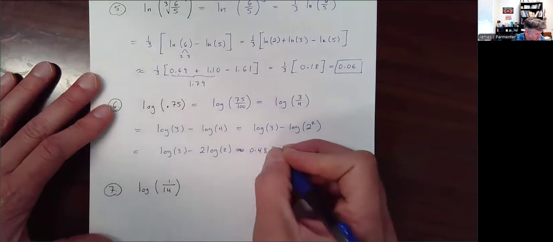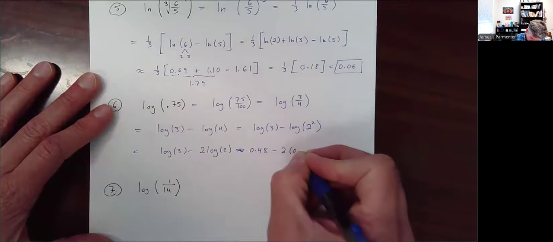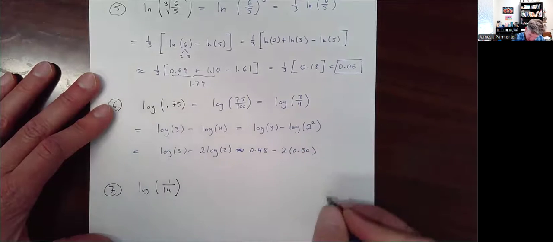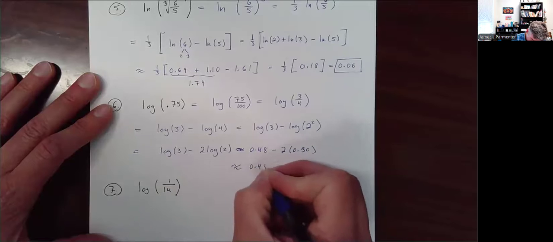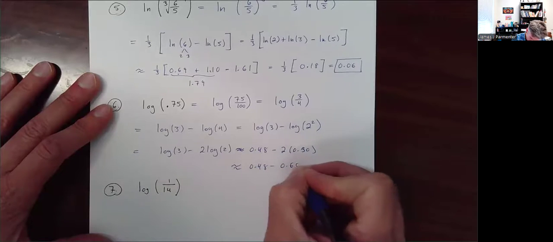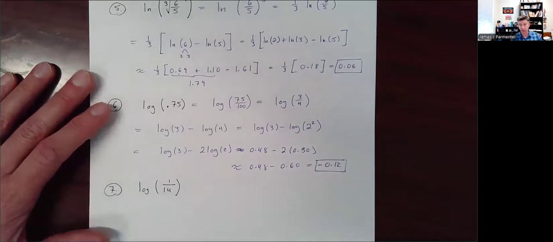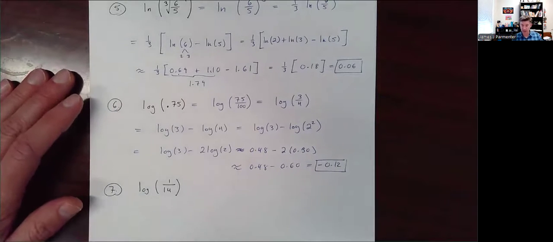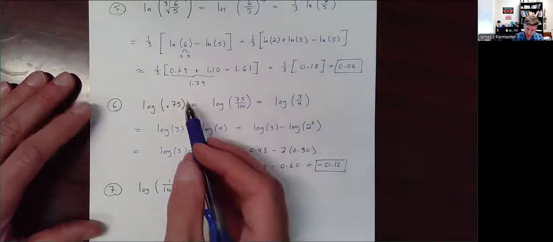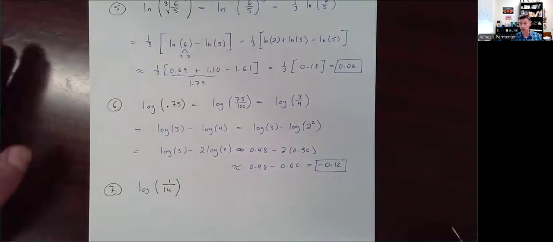And log of 2 is approximately 0.30. So we get minus 2 times 0.30. So this is going to be approximately 0.48 minus 0.60, which is going to be a negative number. It's negative 0.12. It's okay to take a logarithm and get a negative result, because what you're saying is you need 10 to a negative power to equal this number here. And that's always going to be true when you're taking a logarithm of a number between 0 and 1.